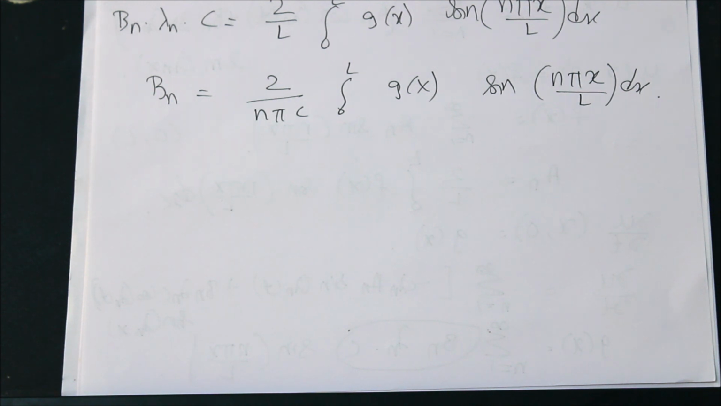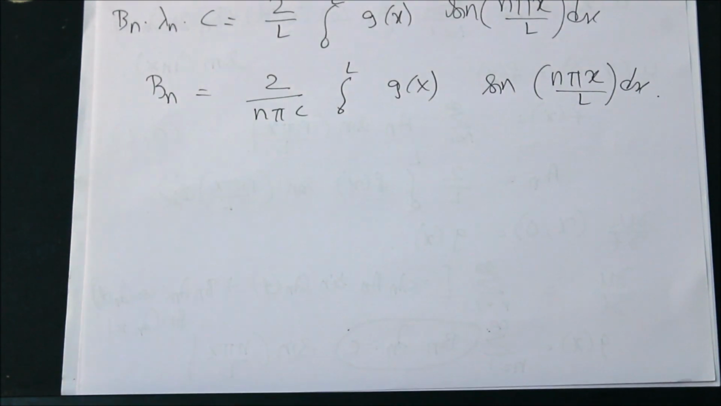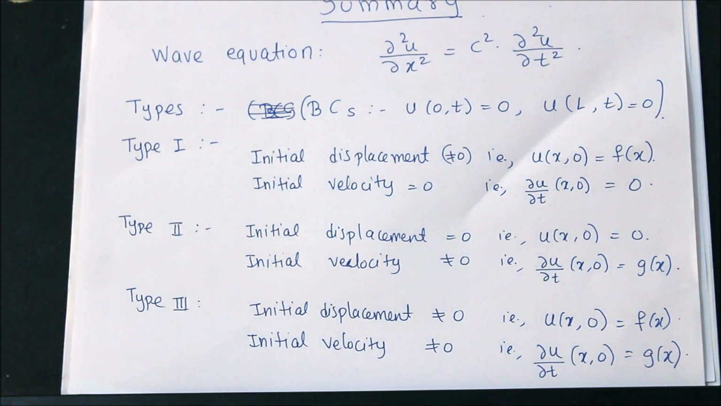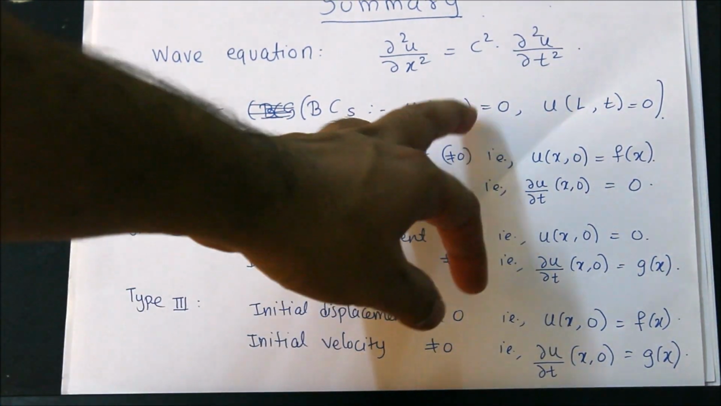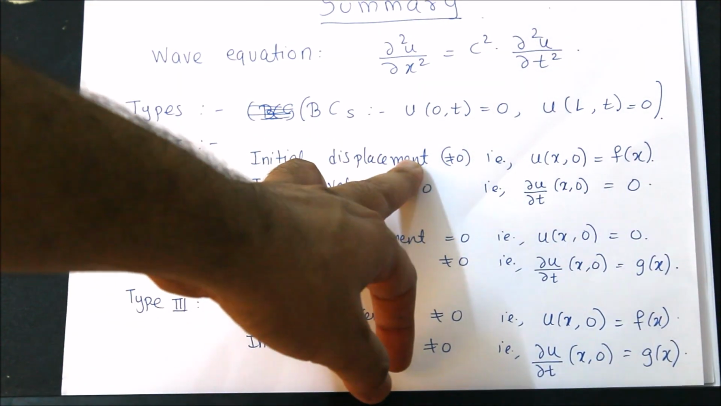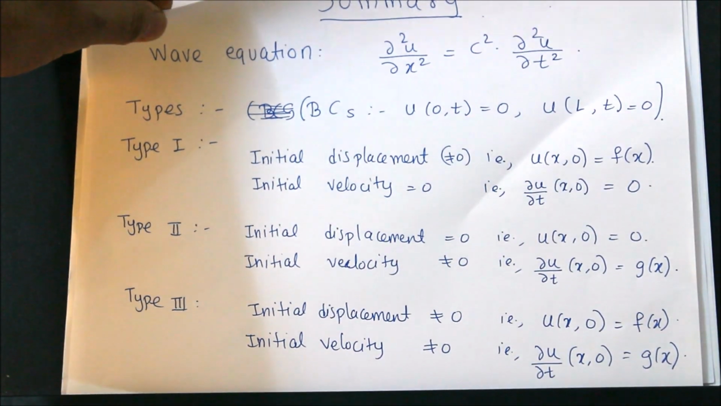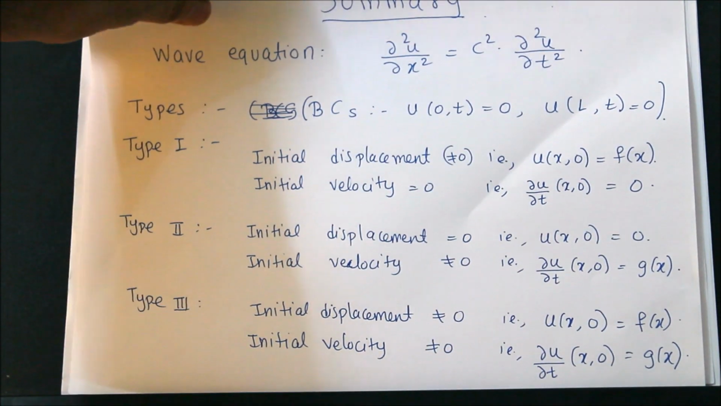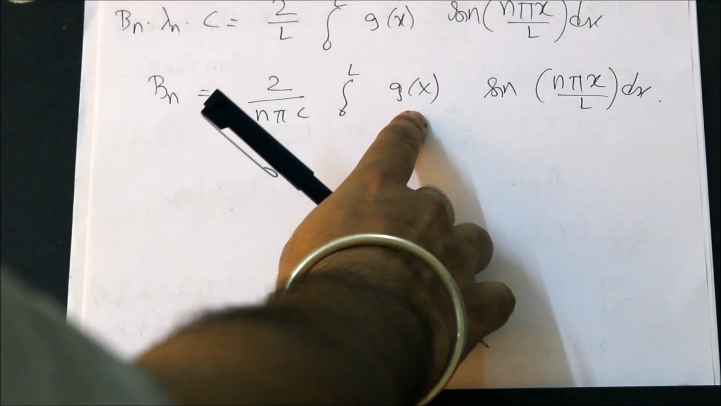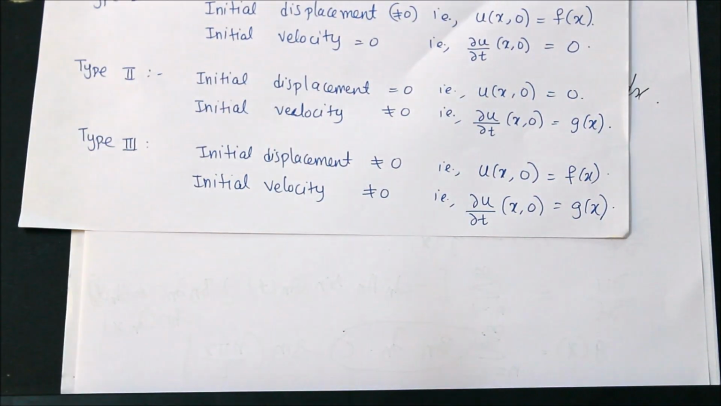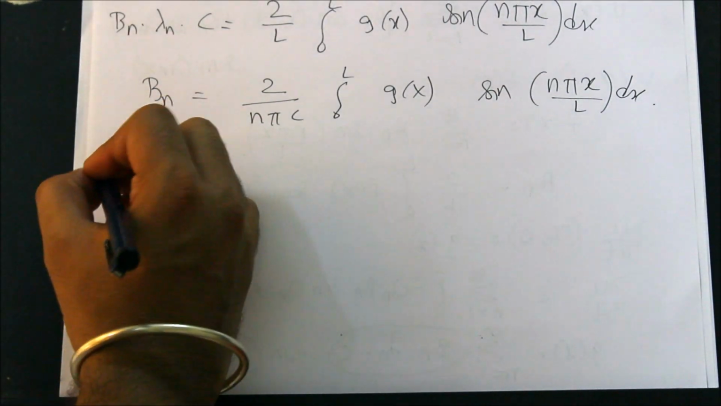So this is the formula for your wave equation, and that's how we can now summarize our solutions into three categories. Boundary conditions will always be fixed. Suppose the displacement is given to you and the initial velocity is not given to you, that means your g is 0. In such a scenario, your bn's will be 0. That is type 1, okay, let me write here on the new page.